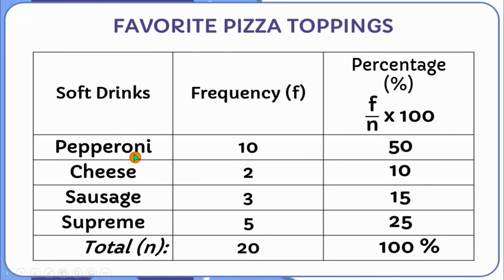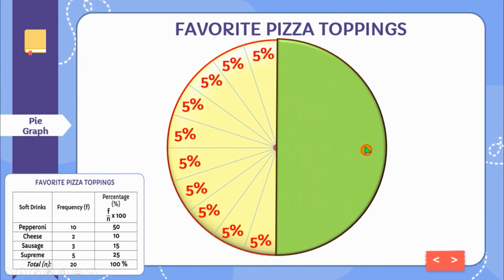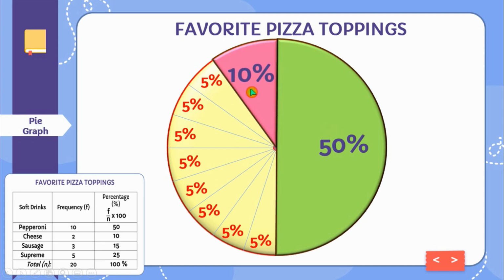Okay, ito yon. Pepperoni is 50%. Okay? So, mag-draw na tayo ng 50%. Alright. Yan. Kulayan mo lang. Lagyan mo ng percentage, which is 50%, and that's already your pepperoni. Then, cheese is 10%. So, nasa ng 10% natin? Pilas lang tayo ng 10%. Kulayan mo, that's your cheese.